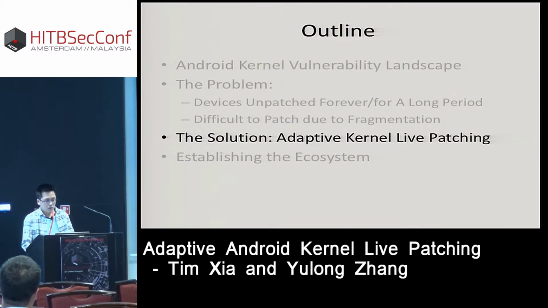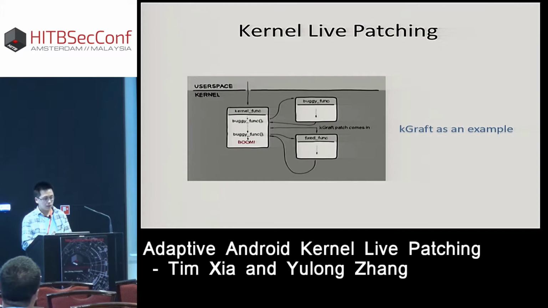Kernel live patching is actually not a very new idea. You have probably heard of kGraft, kpatch, this kind of thing. Like kGraft, it just replaces the buggy function with a new one. So when you call the function, the whole call chain will be forwarded to the fixed function, of course with bugs fixed. Patching the kernel is a very sensitive thing, because sometimes a very minor mistake will make the kernel crash. So we need to pay more attention to that.